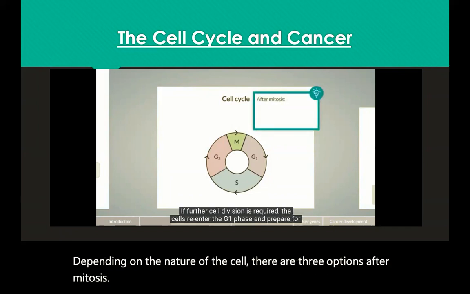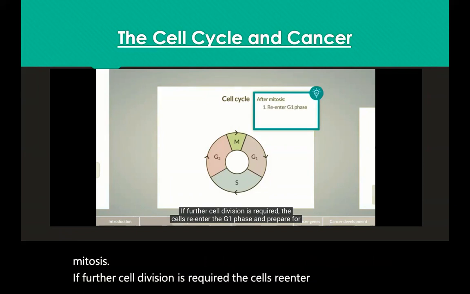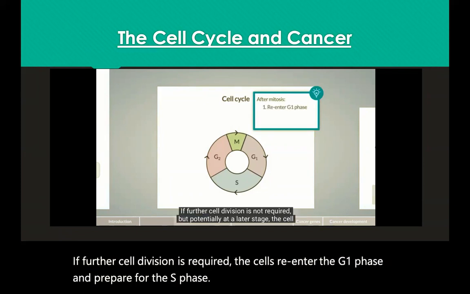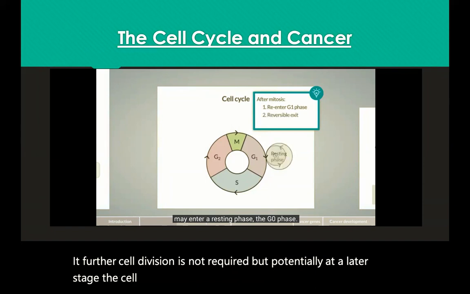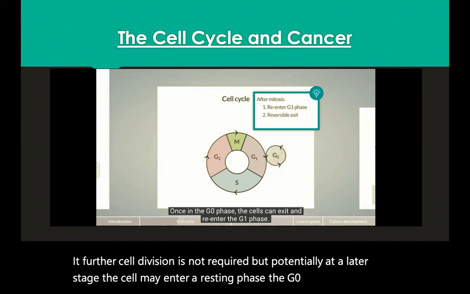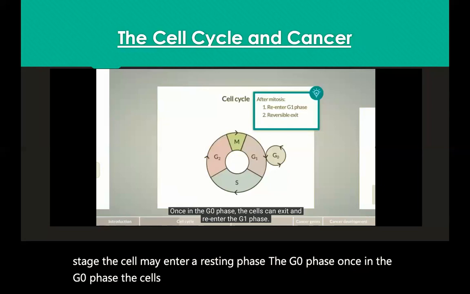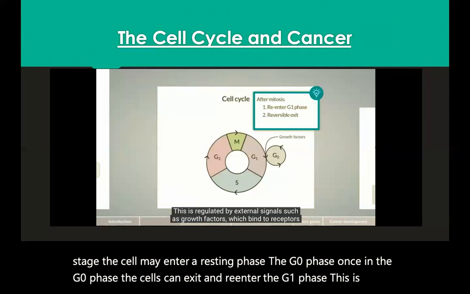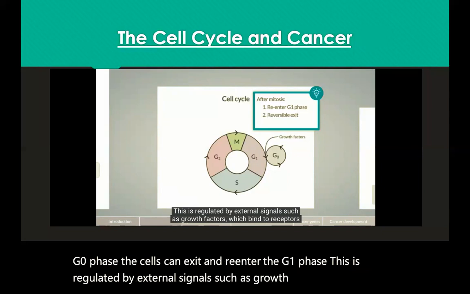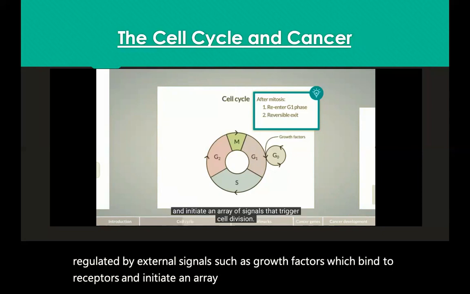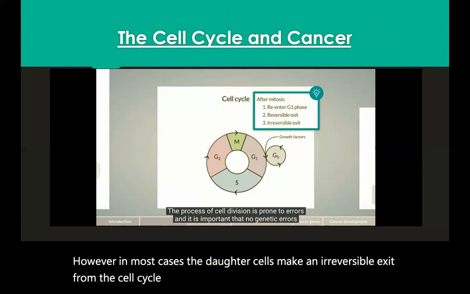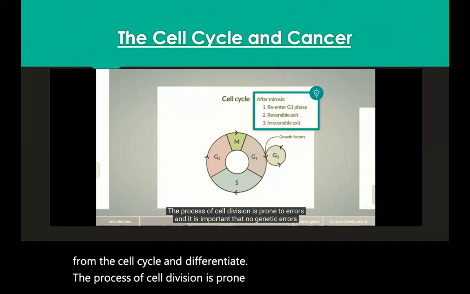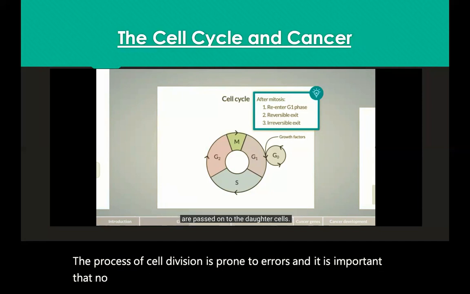If further cell division is required, the cells re-enter the G1 phase and prepare for the S phase. If further cell division is not required, but potentially at a later stage, the cell may enter a resting phase, the G0 phase. Once in the G0 phase, the cells can exit and re-enter the G1 phase. This is regulated by external signals such as growth factors, which bind to receptors and initiate an array of signals that trigger cell division. However, in most cases, the daughter cells make an irreversible exit from the cell cycle and differentiate. The process of cell division is prone to errors, and it is important that no genetic errors are passed on to the daughter cells.